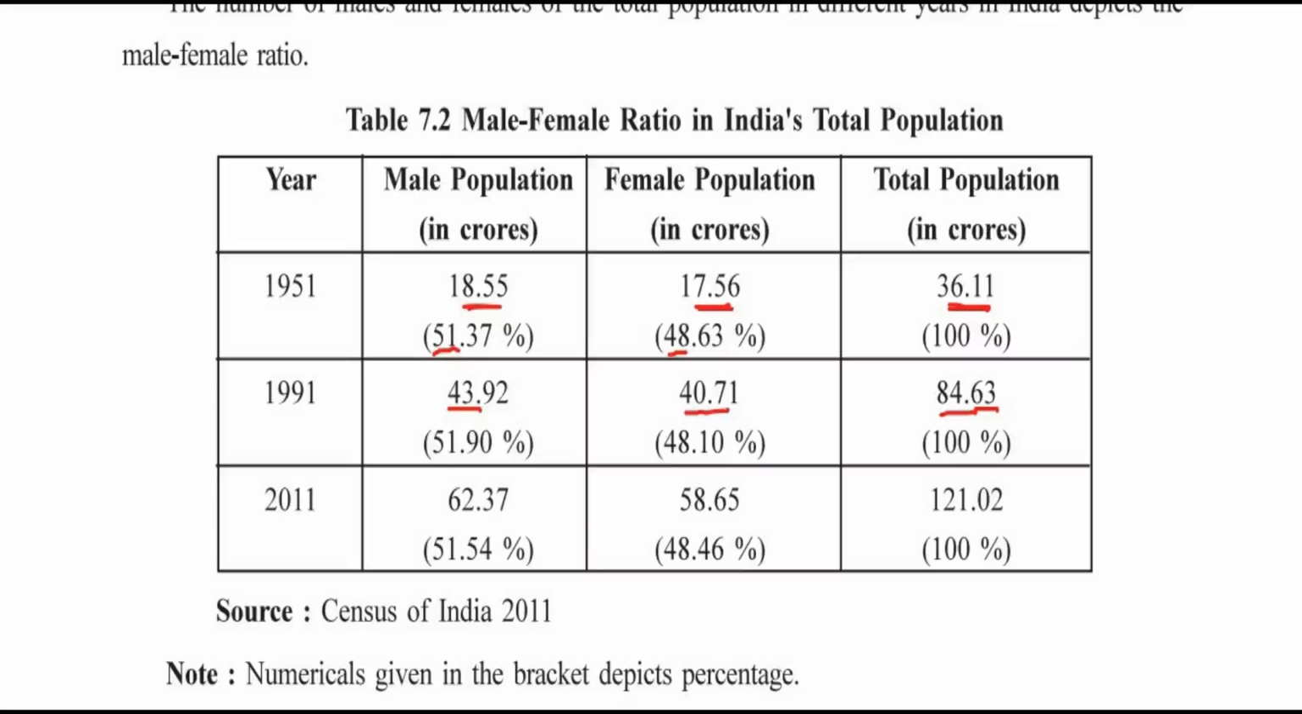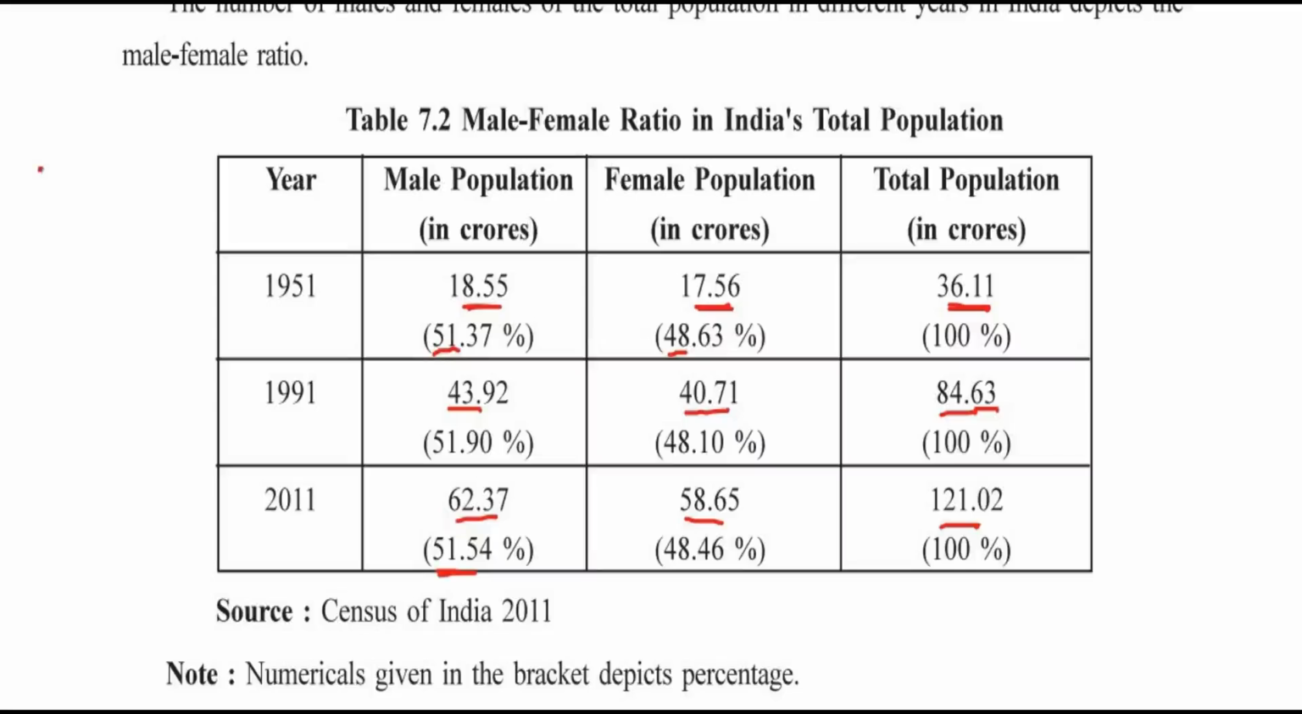The same trend comes in 2011 also. You see, out of 121 crore, only 58.6 crore are female and 62.3 are male. So again, the same trend, 51.54% population is male.